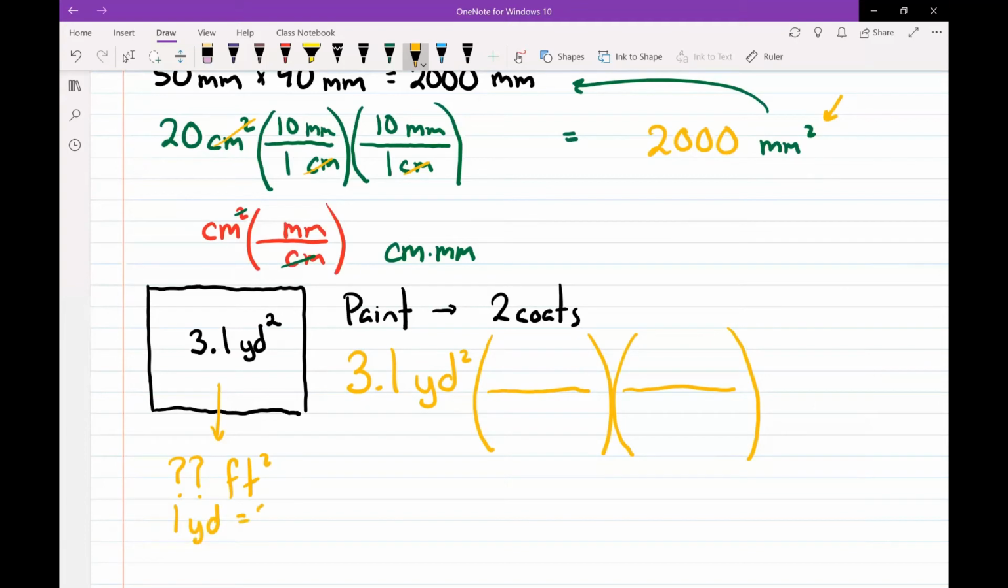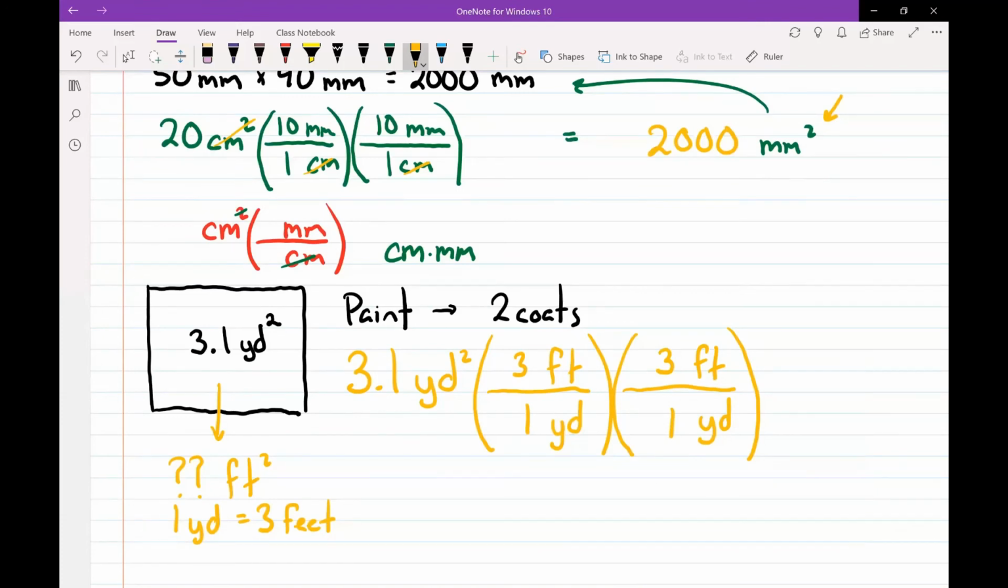I know 1 yard equals 3 feet, or 3 feet is 1 yard. So I'm going to put yards in the bottom twice because I've got to get yards squared. Now my yards squared should cancel, and I go feet per yard, feet per yard. For every 1 yard, I get 3 feet. Now if you notice, the yards should cancel.